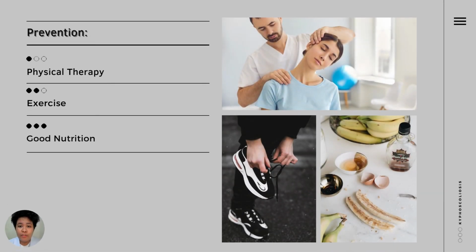For those who do not have congenital scoliosis, you can prevent kyphoscoliosis or scoliosis itself by doing physical therapy, exercise, and good nutrition.